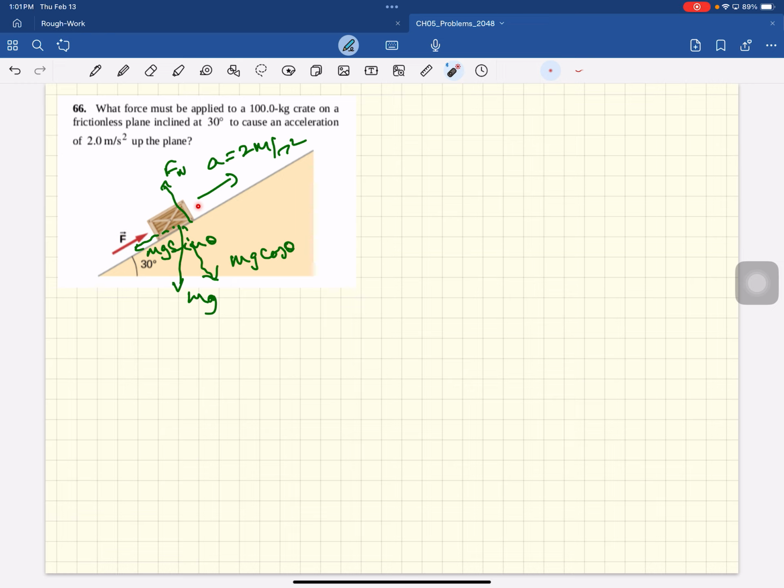So let's take that direction to be positive. So F minus mg sine theta, where theta is the angle of the incline, is mass times the acceleration. This is Newton's second law. Remember, Newton's second law is that the net force acting in any direction is mass times the acceleration in that direction.